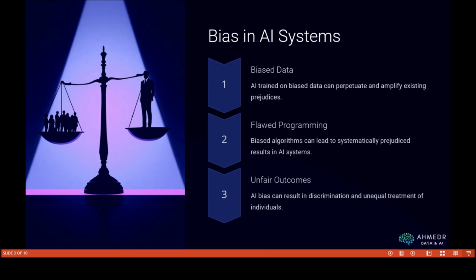Another real world example of AI bias is in recruitment tools. Some hiring algorithms have been found to favor male candidates over female candidates simply because they were trained on historical hiring data, which may reflect a gender bias. In these cases, AI is reinforcing the very bias that it was meant to overcome.